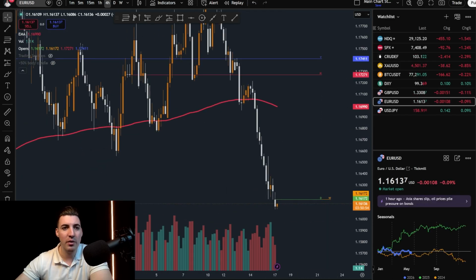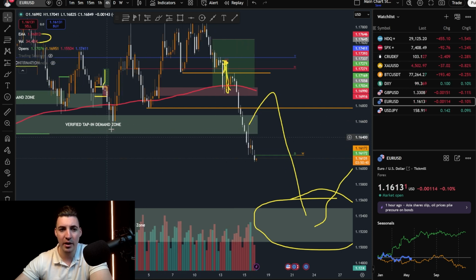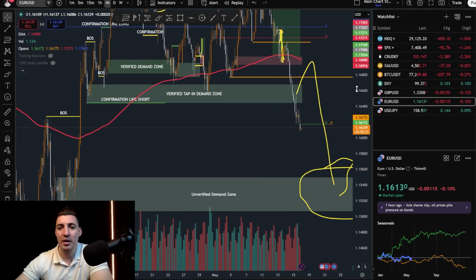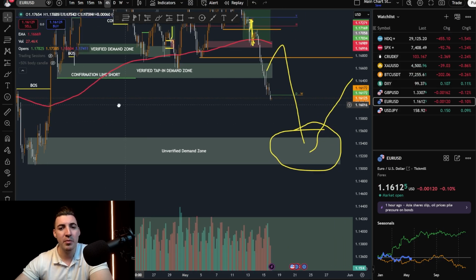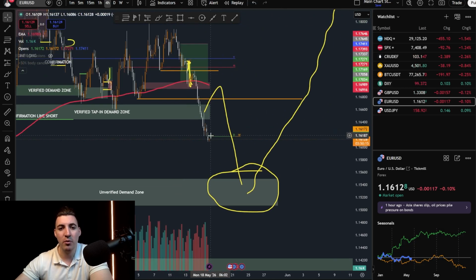Over to the euro dollar, a very similar situation has occurred here. I was previously waiting for a pullback that never occurred, so I never entered because we never saw a confirmation that the price did want to react well to this verified tap-in demand zone. Because it didn't react, I left it. I didn't enter into any positions there. And so what we're likely seeing now is something very similar on the GBP US dollar, whereby the price will then retrace into this unverified demand zone on the 4-hourly frame. And then we will likely see a potential pullback or even a reversal occur within this area. So that's what I'm waiting for today or this week.